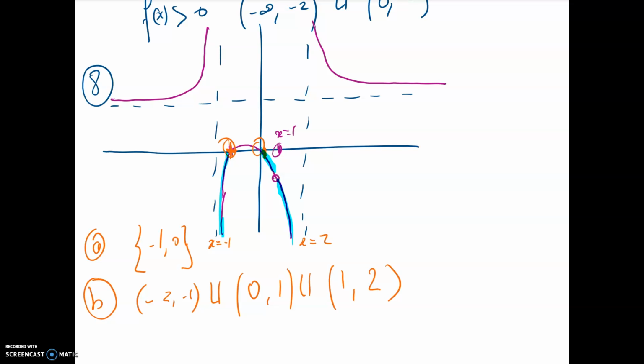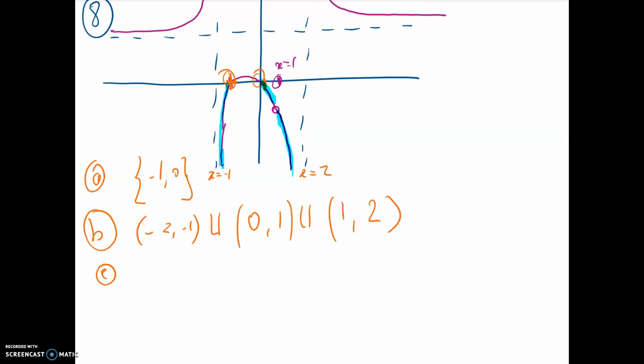And if I look at the positive, for f of x positive, I am going to have negative infinity to negative 2, to negative 1 actually. Actually, it's not, it's negative 2 right here. Right here, it's negative 2.